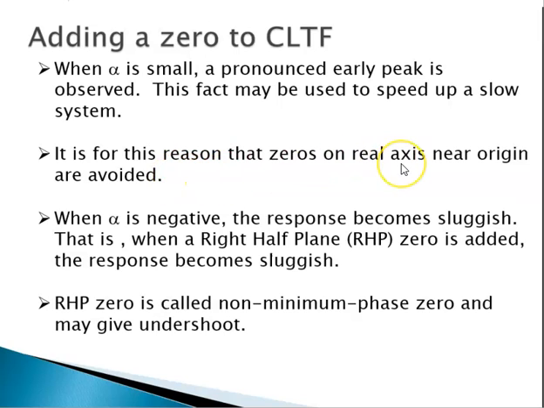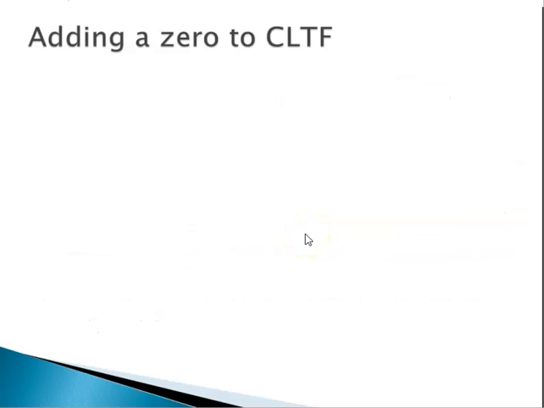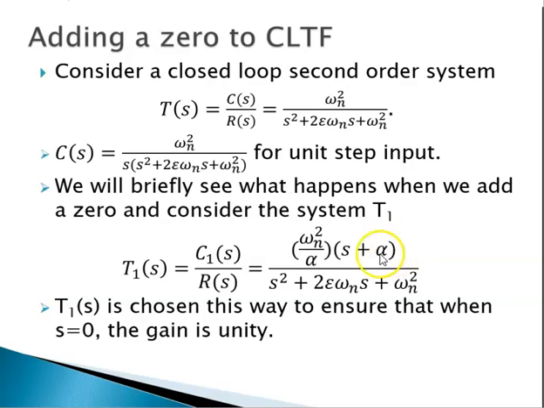People generally tend to avoid additional zeros near the origin. Similarly, when alpha is negative, the response becomes sluggish, which you can see here. When alpha is negative, s plus alpha means there is a 0 on the right hand side.